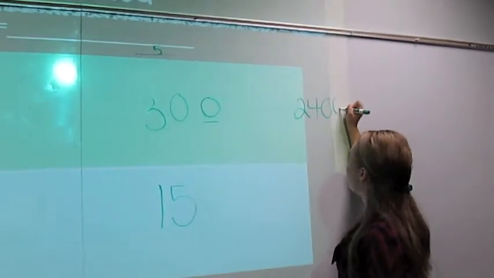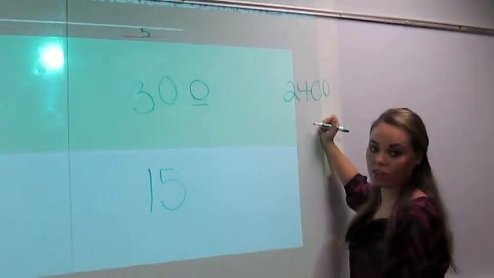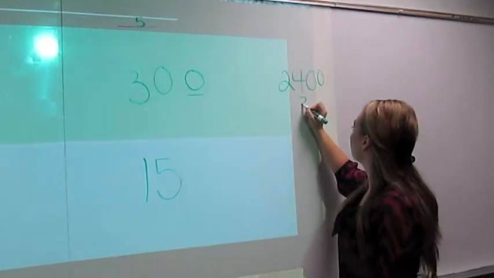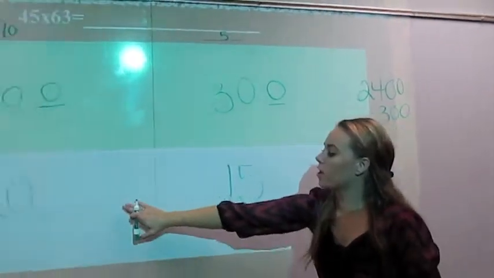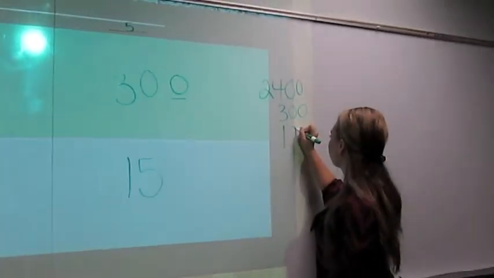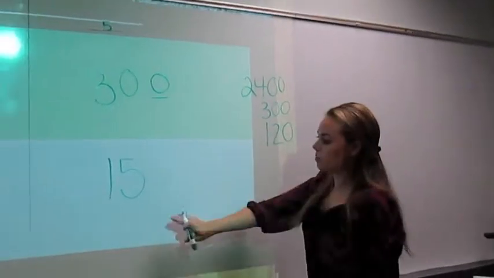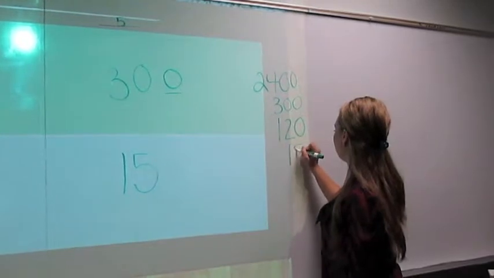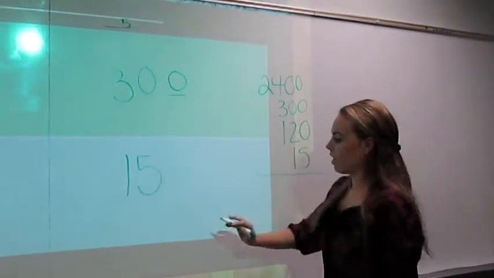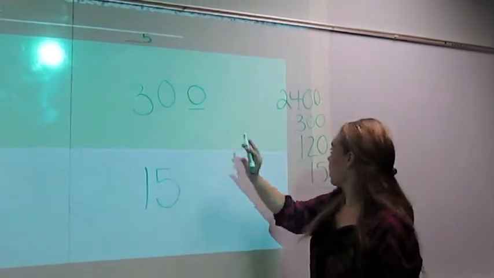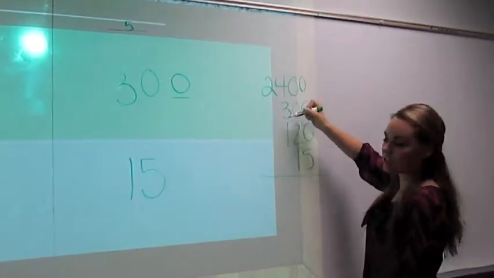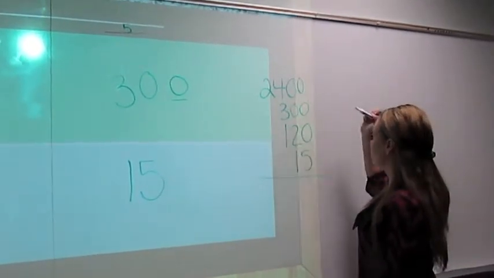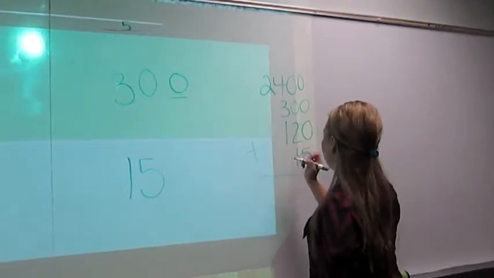2,400 plus 300, right here. And then we're going to add our 120. And then we're going to add our 15. And make sure you line up the places correctly so we have all of our ones, all of our tens, all of our hundreds, and all of our thousands. And we're going to add these.